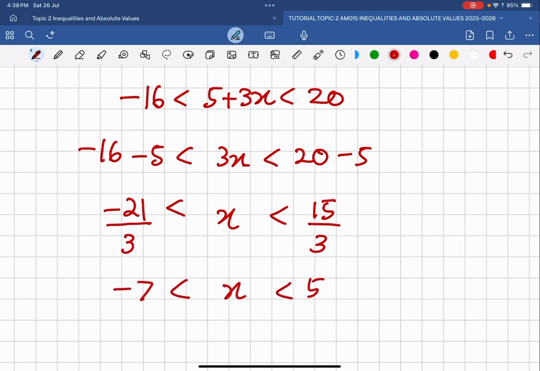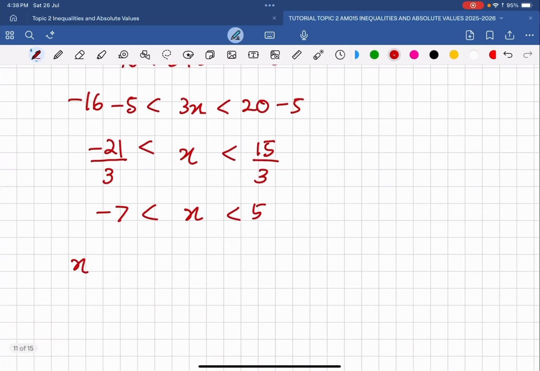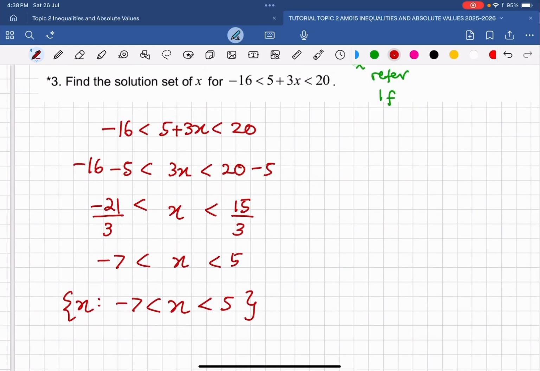If it's written as a solution set, we may just copy down: x is such that x is greater than negative 7 and x is less than 5. So that's the final answer.